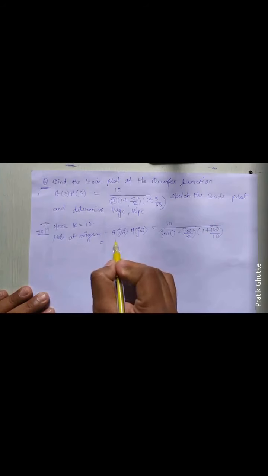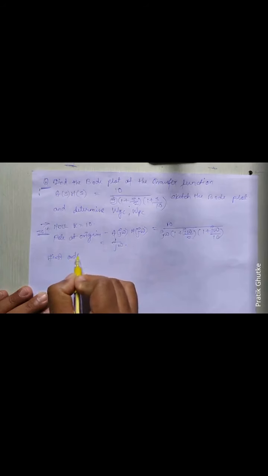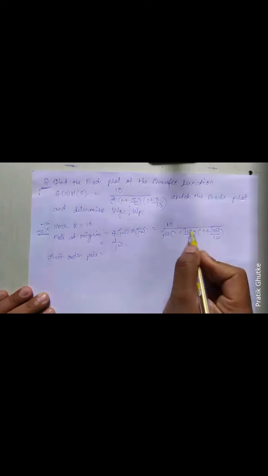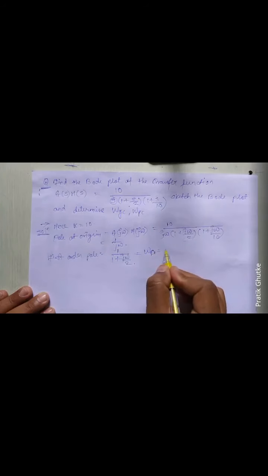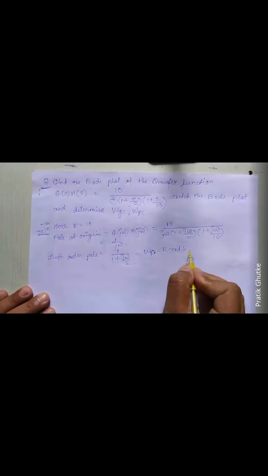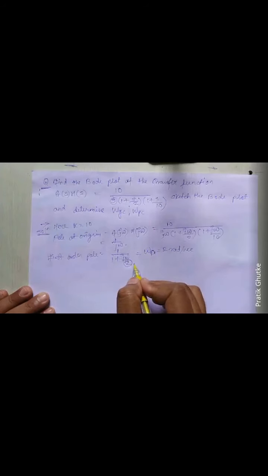So the pole at origin, 1 by j omega, right? First order pole. What is my first order pole? This is my first order pole, 1 divided by 1 plus j omega by 2. In this case, I have to calculate the corner frequency. So that 2 part will go, that is omega corner frequency. Omega C1 equals 2 radian per second. What is there in the denominator part of j omega, that will be your corner frequency.